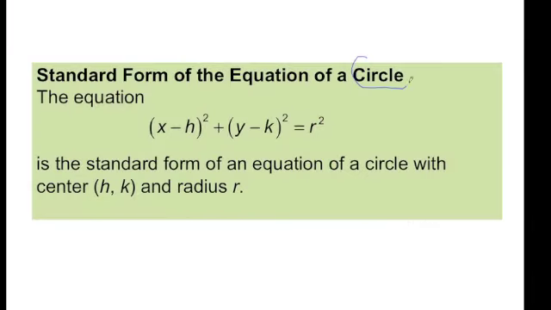We're going to start with the circle. The equation for a circle is x minus h, the quantity squared, plus y minus k, the quantity squared, equals r squared. That's the standard form. The center of this circle is at the point (h, k), and the radius is r. So this is the standard form of the equation of a circle.